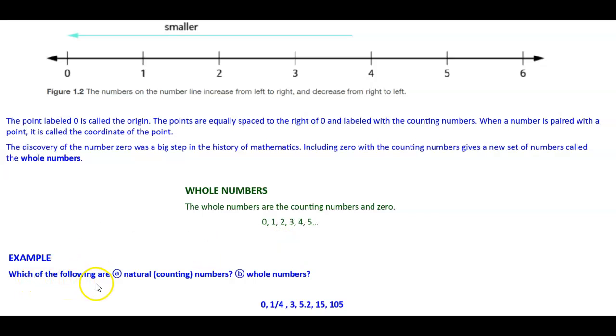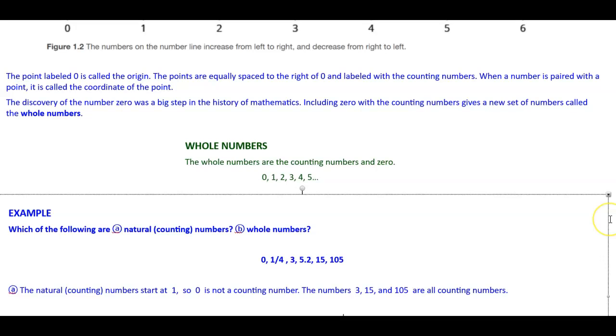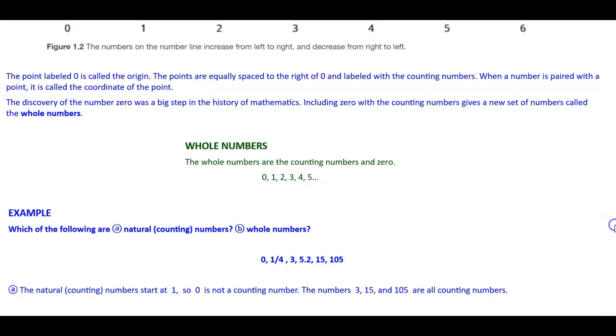It says, which of the following are natural, the counting numbers, and which ones are the whole numbers? The numbers that are given here are 0, 1/4, 3, 5.2, 15, and 105. So what we want to do is find the counting numbers.